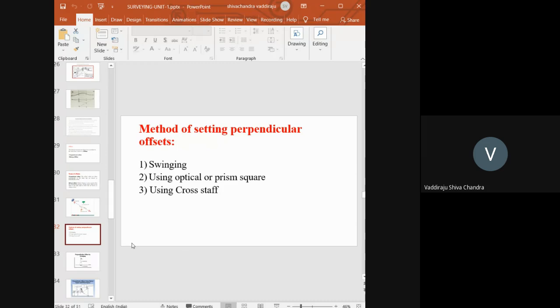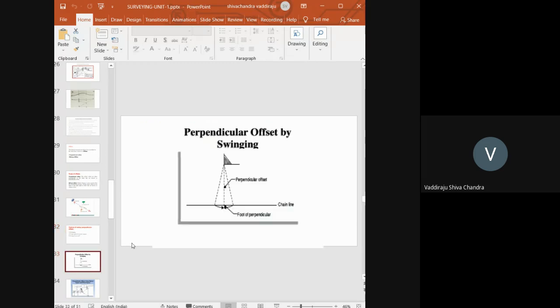Okay. So the swinging operation is a simple technique which can be implemented when the optical square, prism square or cross staff are not available. So what we'll be doing here is unwinding the tape from the tape box, and you'll be holding the starting point of the tape at the foot of the object. This is my object. I want to determine what is the perpendicular offset. So the starting point of the tape will be held at this point, and the remaining free end of the tape will be swung in this direction. Okay, in this direction. Where you get the least distance, that indicates the foot of the perpendicular offset.